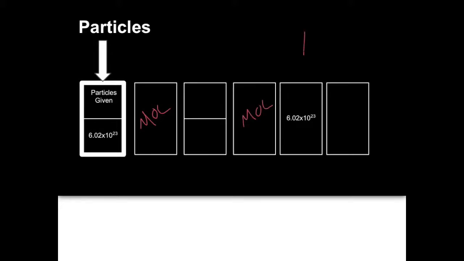And then if you're trying to find the number of particles, you multiply the number of moles of your unknown times 6.02 times 10 to the 23rd. So if you're starting and ending with particles, then these two boxes here and here are both going to be 6.02 times 10 to the 23rd.